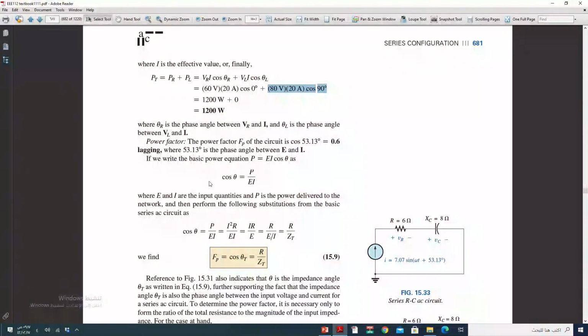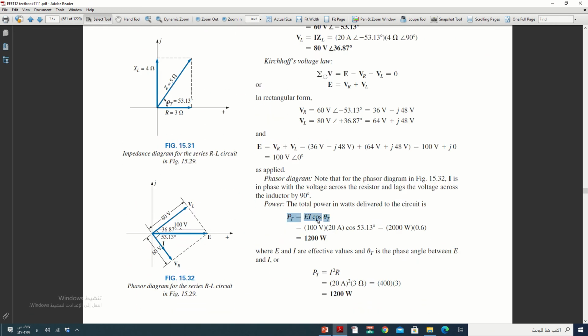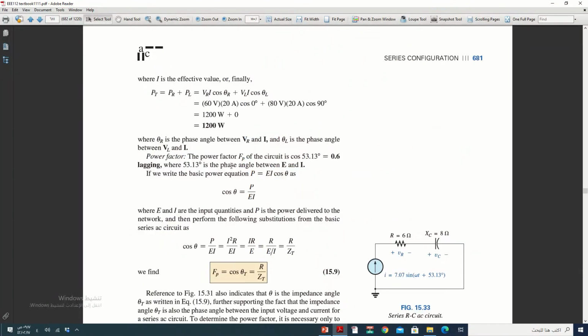And the last thing, to find the power factor. Power factor, we say, is the active power divided by E multiplied by I. From this formula, you can find the cosine theta as the power divided by E multiplied by I. And if you multiply, you will get a power factor of 0.6.